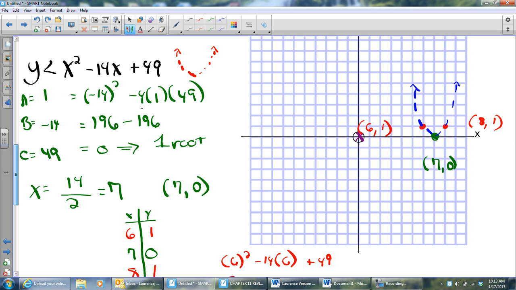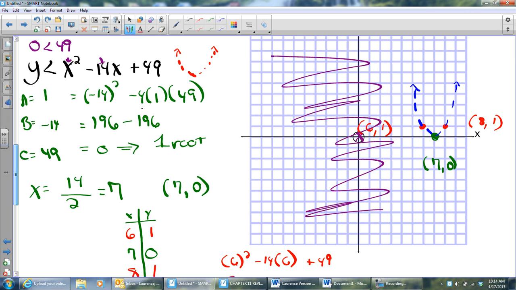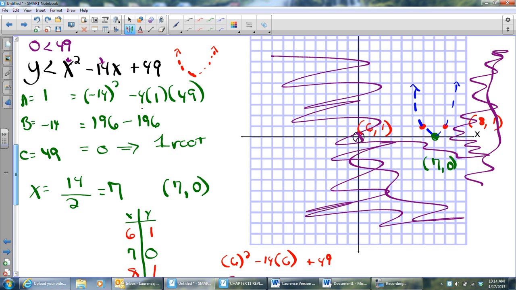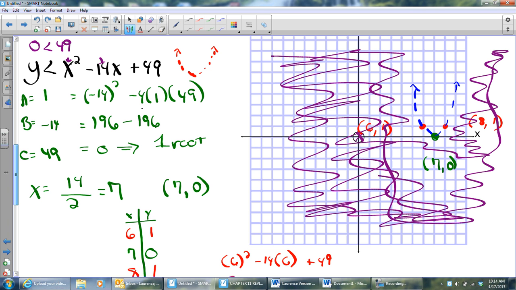So let's plug 0 in for y and 0 in for x. Well, won't this turn to 0? Won't that turn to 0? And then I'll get 49. Well, that's a true statement. 0 is less than 49, so I got to shade where my test point is. So all these points around my parabola will go ahead and make the inequality a true statement.